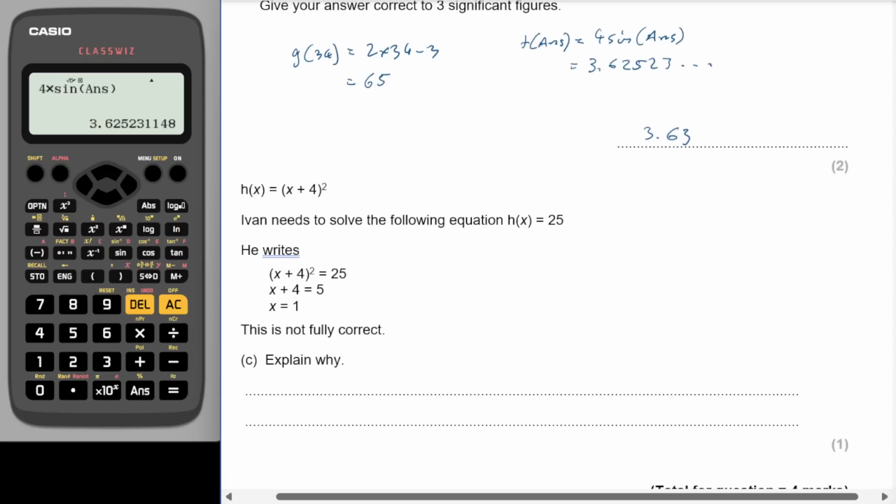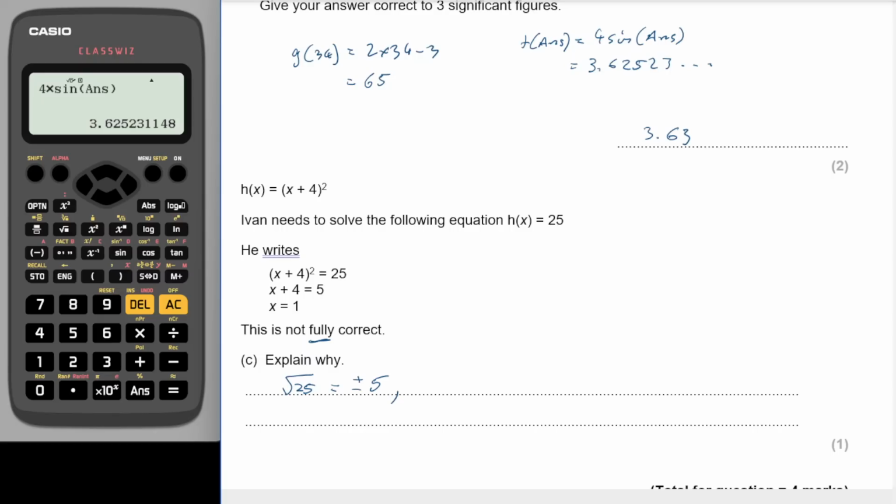Ivan needs to solve the following equation: h of x is equal to 25. He writes x plus 4 squared is equal to 25, x plus 4 is equal to 5, x is equal to 1. This is not fully correct. Explain why. So the square root of 25, anybody going on to A level might not like that. But the square root of 25 is actually equal to plus or minus 5.